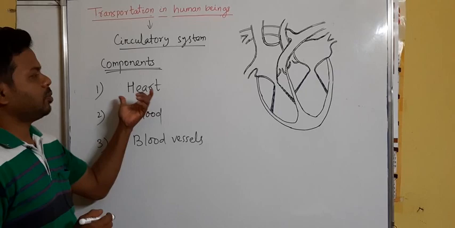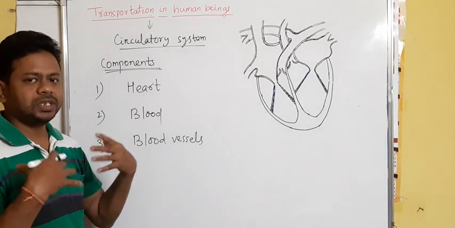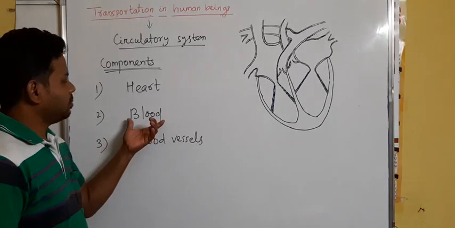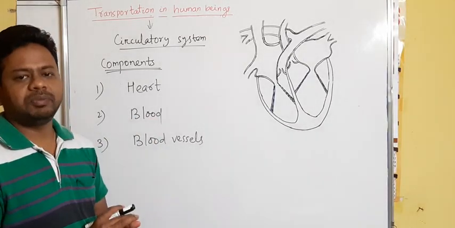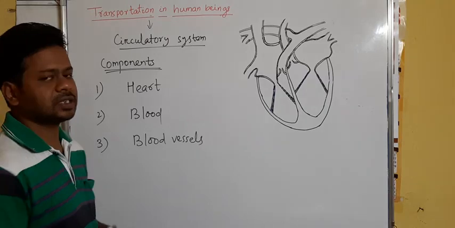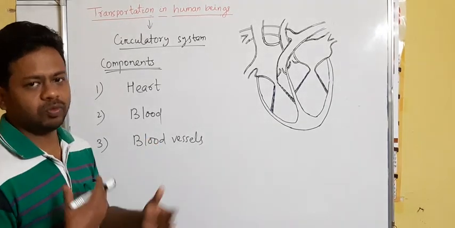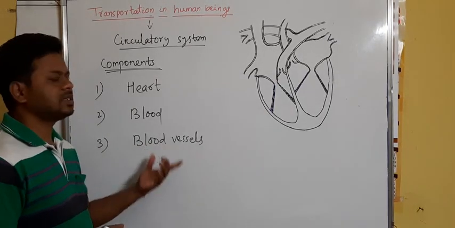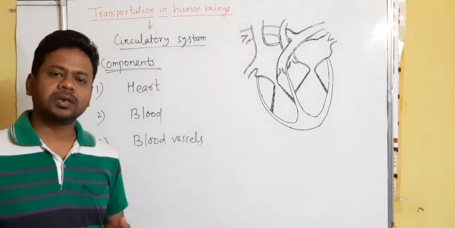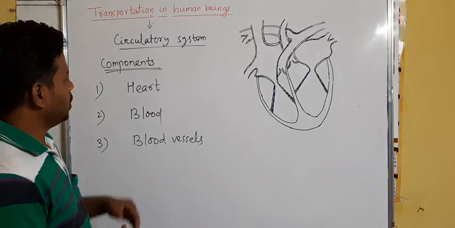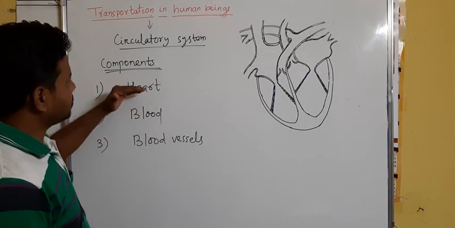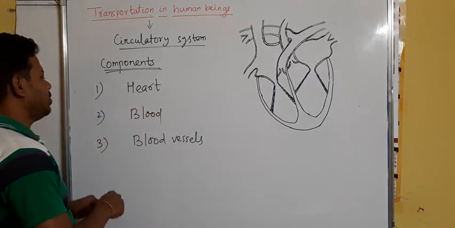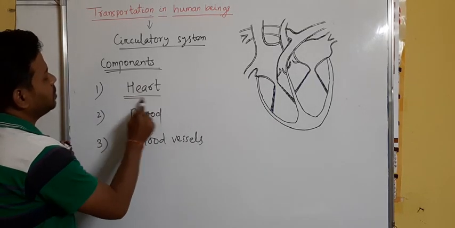The heart is a pumping organ which pumps the blood to each and every part of the body. The blood is a fluid connective tissue which transports food, oxygen, waste, hormones to each and every part of the body. And blood vessels are the pipes through which blood flows. So these are the three main components of the circulatory system, and we will discuss them one by one. First of all, we will read about the human heart.